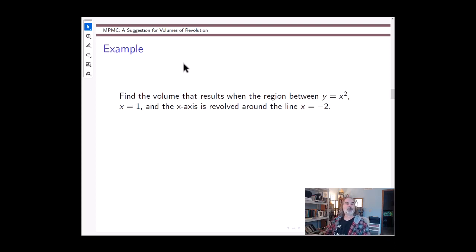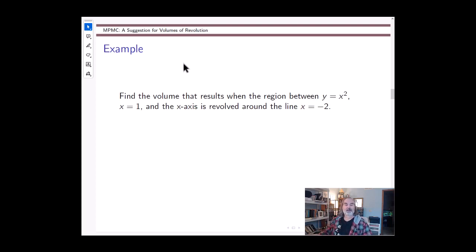So this is the actual question that inspired me to make a quick video about this. Find the volume that results when the region between y equals x squared, x equals 1, and the x-axis is revolved around the line x equals -2. So normally this would be a cylinders problem because we're taking y equals x squared, we're clipping off a little piece of it, and then we're swinging that around the y-axis. So every sliver under the curve during this revolution process is sweeping out a cylinder, and we would collect up all the weighted areas of those cylinders.